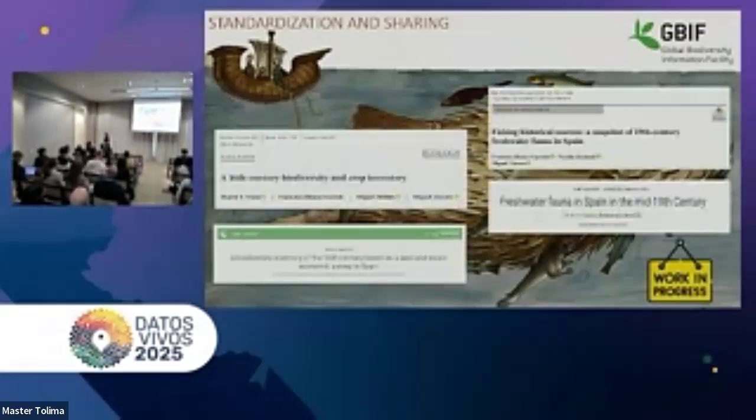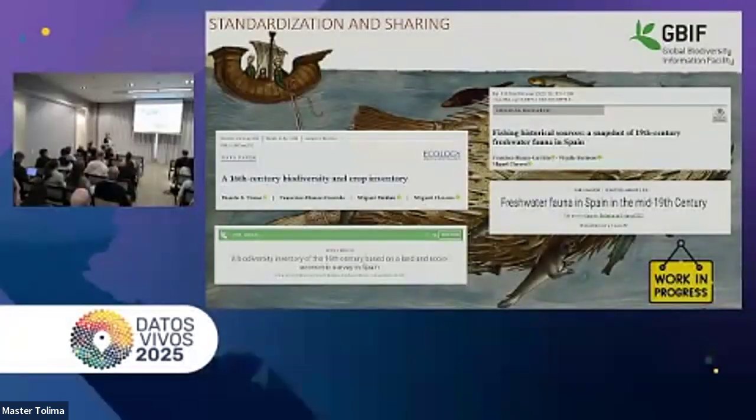And actually, this data, part of it has already been mobilized by my colleagues. So this document, the Relaciones Topográficas from the 16th century that I mentioned, is already available on GBIF. So you can already access it. There's a data paper explaining it. And for the Mados data, there's already a data set published on freshwater fauna, and I'm currently working on mobilizing the entire data set. So this is work in progress.